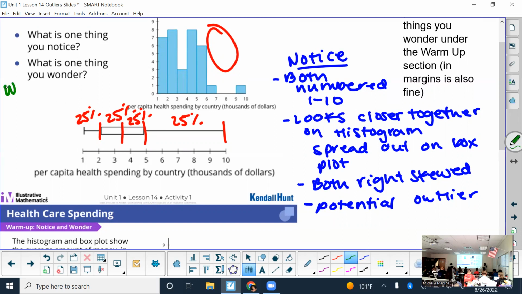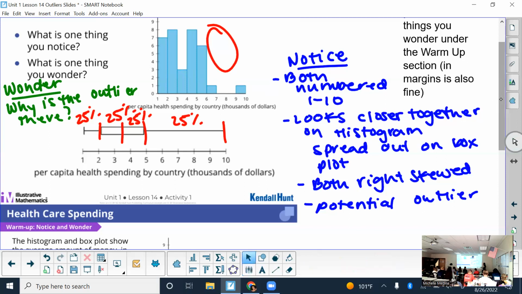What are some things that we wonder? Anything? So why is the outlier there? Anything else? All right, we actually do have titles for these graphs today. It's per capita health spending by country. So this is how much in thousands of dollars that country spends. And it's per capita, which is like a weird thing, but it's kind of like per group of people, like per population. So this would represent maybe a country spending significantly more than the rest of the other countries. So we could ask like, what country is that? Things like that.